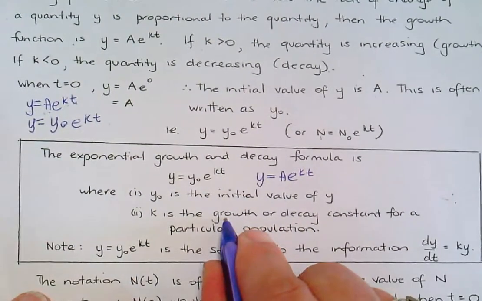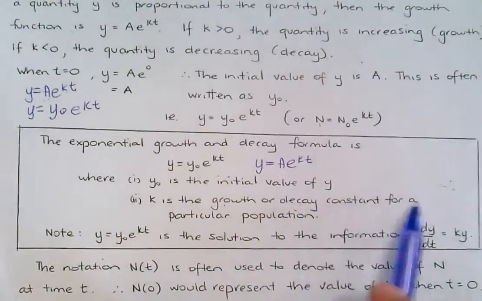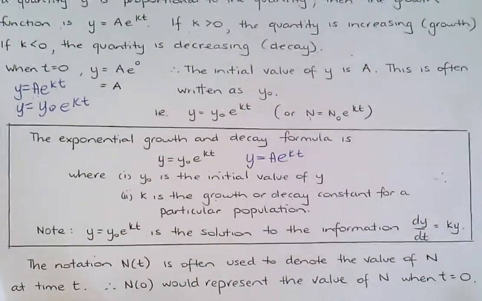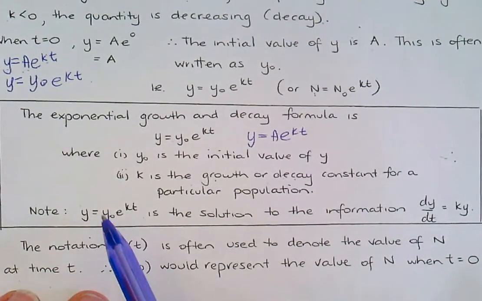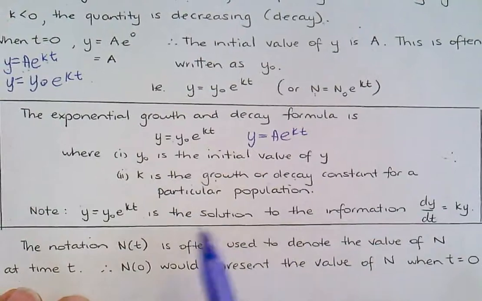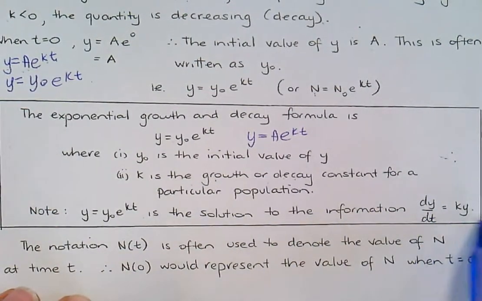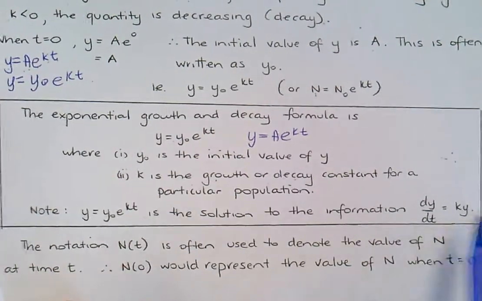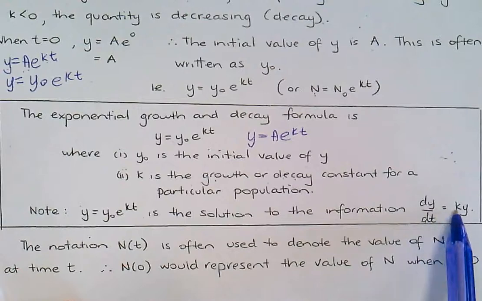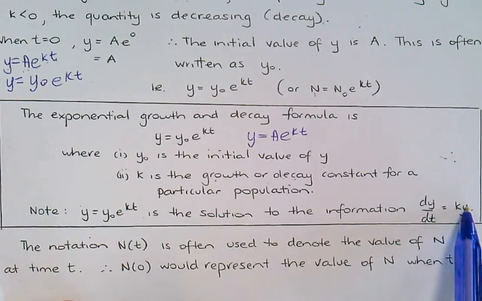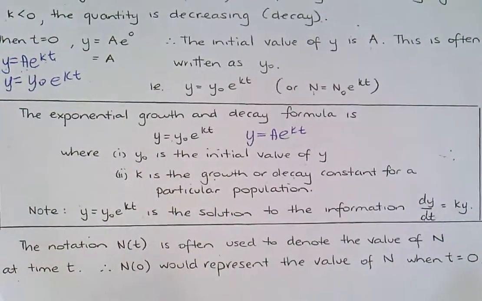Now, it's the growth constant if k is greater than 0, it's the decay constant if k is less than 0 for that particular population. And this is really important, that y equals y sub 0 e to the kt is the solution if you're given the information that dy/dt equals ky. So if you're told the rate of change of y with respect to time equals a constant times y, you're allowed to say, well, therefore, y equals y0 e to the kt.